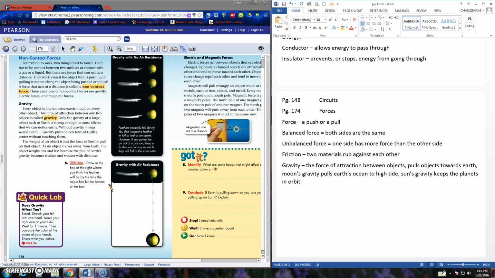There's gravity on the moon, because when the astronauts landed on the moon, they were able to kind of walk around the moon. So the moon pulled on them some, but not as much as Earth pulls on them. That makes sense because the moon is a lot smaller.